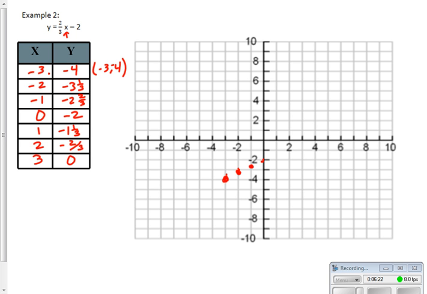0, -2. 1, and -1 1/3. So there's -1 1/3. 2, and we have -2/3 approximately. So here's about -2/3. And last would be 3, 0. And there would be all of our plots. And it looks like they all line up. They would create that linear line.